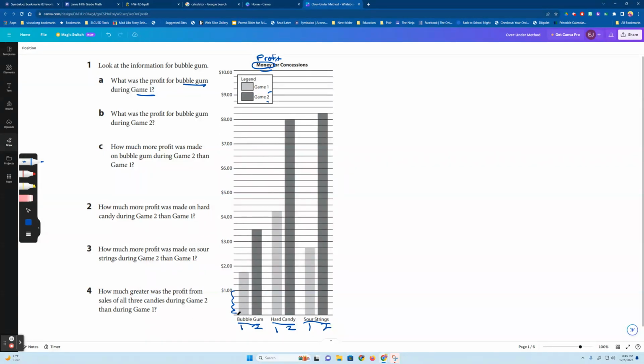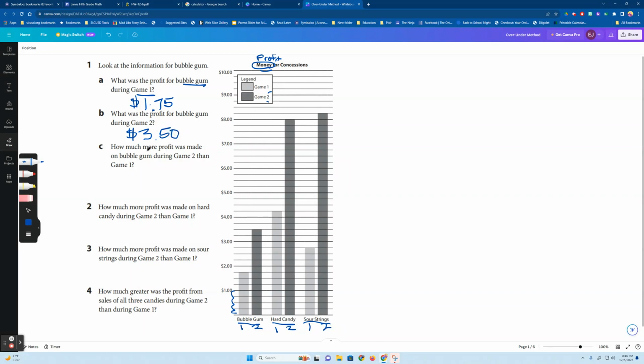Anyway, enough of that. So this is $1.25, 50, 75 cents. So that's simple enough. Well, hopefully all the homework's this easy. $1.75. Let me put my period there a little bit better. So what's the profit of bubblegum in game two? So, whoa, it was a lot more. $3.25, 50. So $3.50.